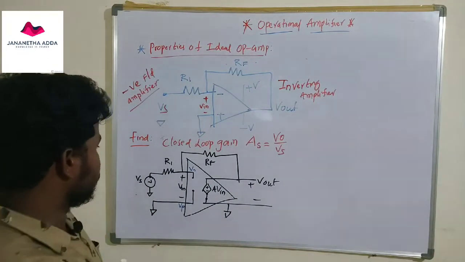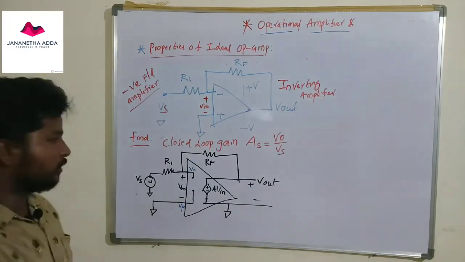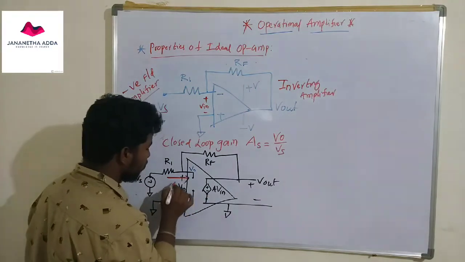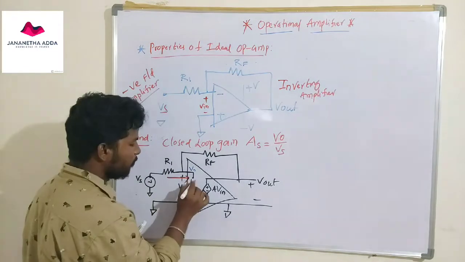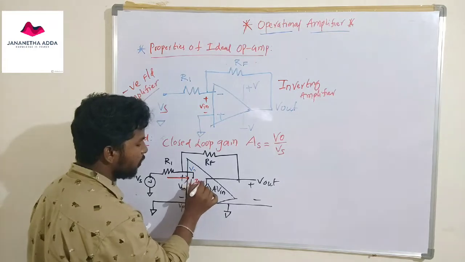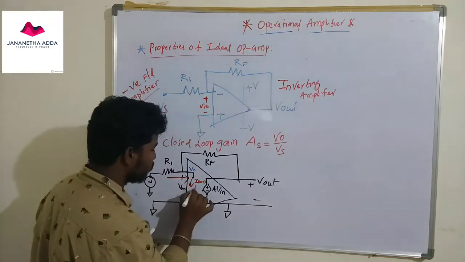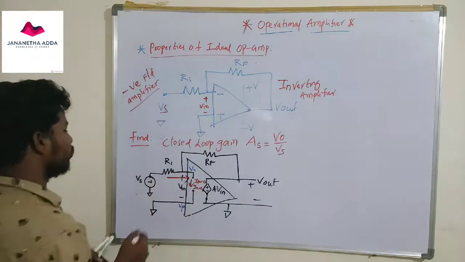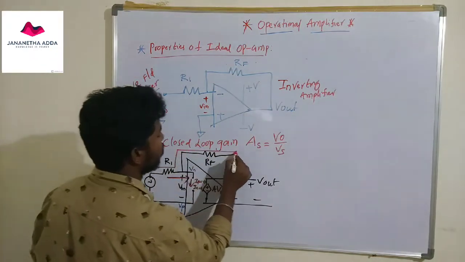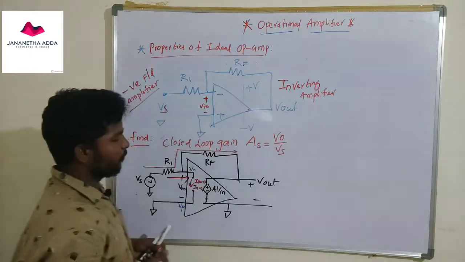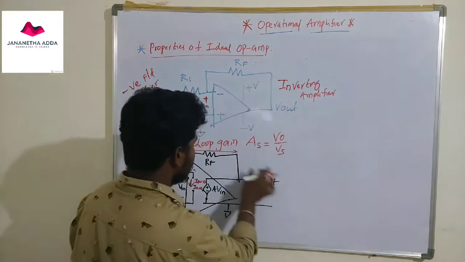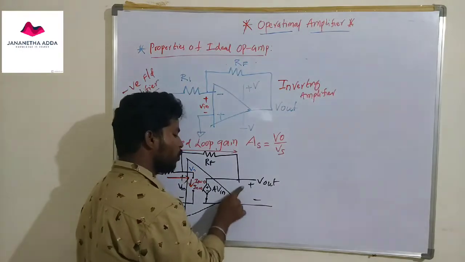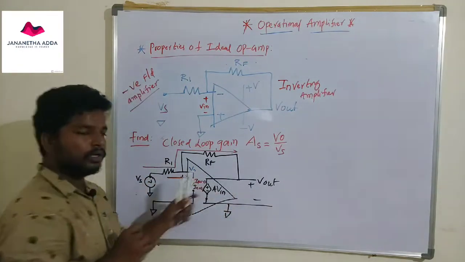If I solve this circuit, because of the high input impedance, the current flowing through the operational amplifier, that is IP, is equal to 0. The current flowing through the operational amplifier is equal to 0, so IP and IN equal 0. The same current will flow through R1 and RF. And because there is no output resistance, at the output section we will have zero resistance.